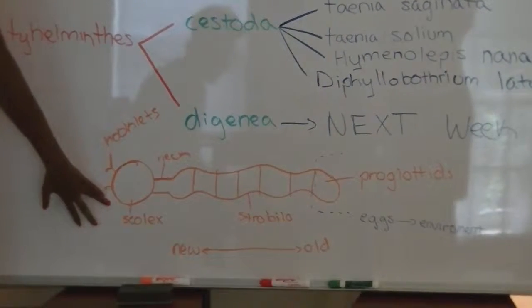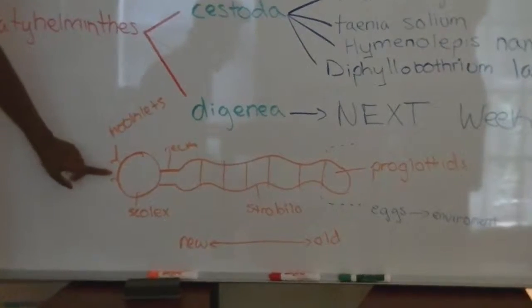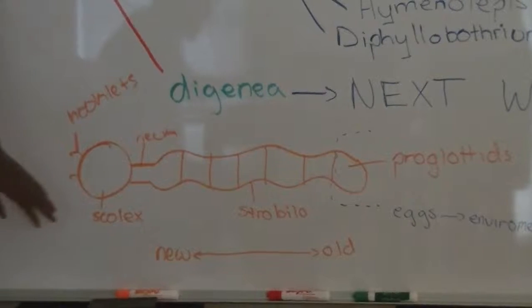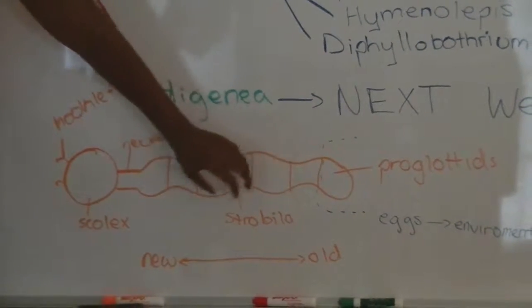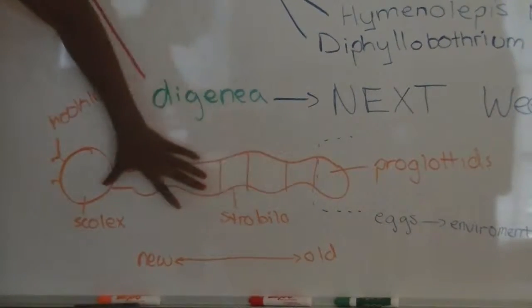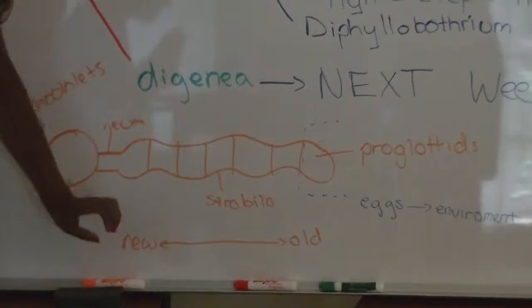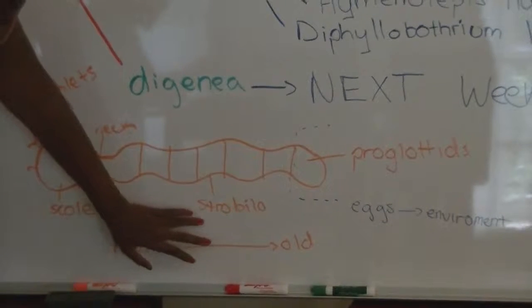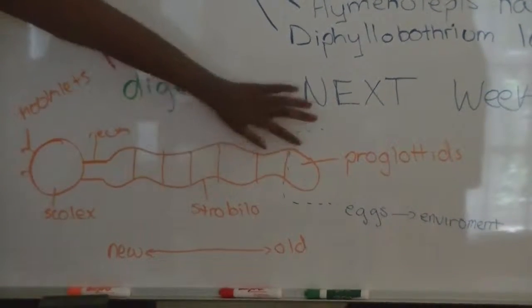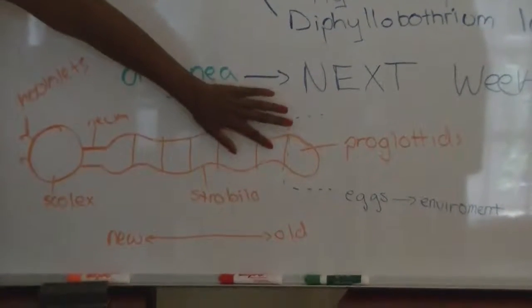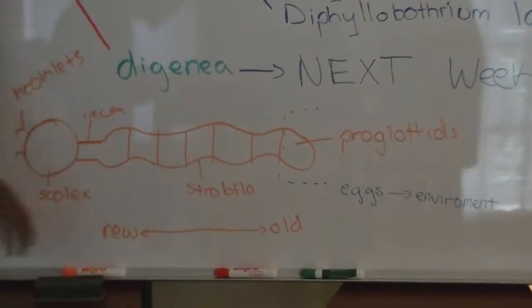We have a scolex, which is the head. We have hooklets, which allow the worms to hook onto the intestines of the final host. And then we have the proglottis, and this is describing the entire portion below the neck. Excuse me, that's wrong, I'm sorry. Strobila is the entire portion below the neck. The proglottids are the individual segmented portions, and these contain both reproductive organs, okay?